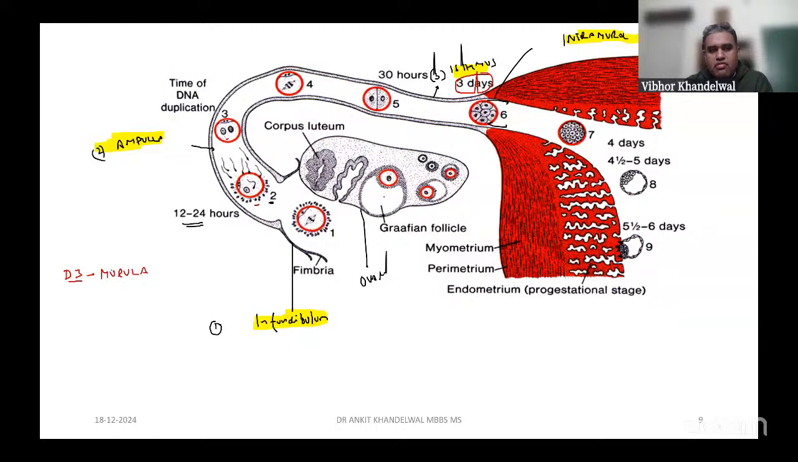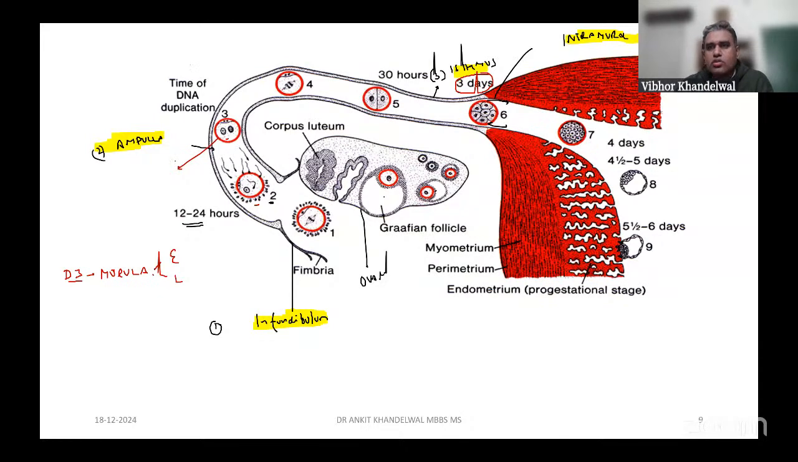I don't know why it's such a favorite question of all the exams. They'll definitely ask you about the morula. So remember it is around day 3. And in the new textbooks, they've also divided it into an early morula and a late morula. So just say that around day 3 we have the early morula, then we have the late morula around 3.5 to 4 days. Fine.